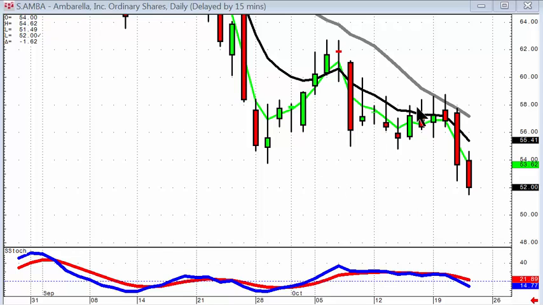And AMBA represents that same thing, that they really couldn't get a close up above the T-line. The downtrend remains in progress. And once again, notice what AMBA did today with the market up 320 points. It still tells us that there are trends that are still in the downtrend as long as they can't get above the T-line.